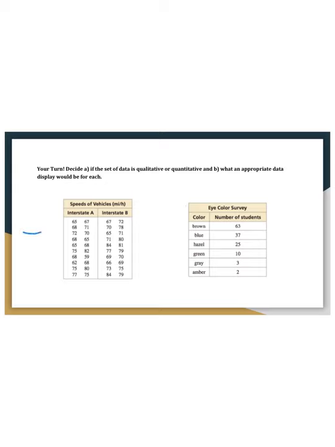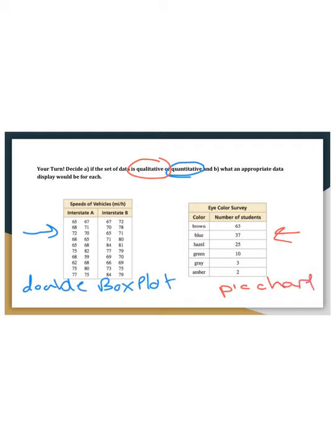All right, so for our first data table, we are definitely going to have a quantitative variable because we have the measurement or the speed of different vehicles on the interstates. Since we have two separate interstates, this would probably be a good way to do a double box and whisker plot. That way we would have a side-by-side comparison. For our second table, since we have eye color, which is definitely going to be a category, this would most likely be a qualitative variable. And a good way to represent this would probably again be a circle chart or a pie chart. We also could use a histogram to represent this as well, and we would get the same kind of comparison as our pie chart.